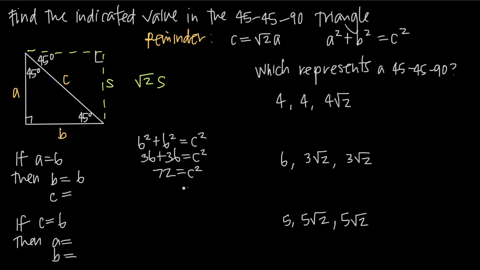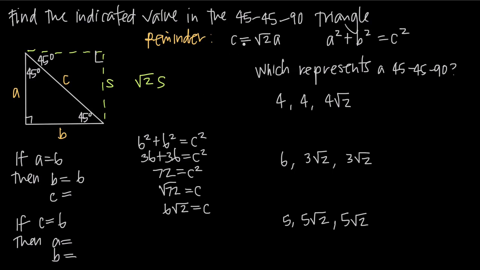And if we take the square root of both sides, we're going to get the square root of 72 is equal to c. Square root of 72, remember, we have the square root of 36 times 2, so we can say the square root of 36 is 6, and so this simplifies to 6 times the square root of 2 is equal to c. So this is using the Pythagorean theorem to find the length of the hypotenuse.